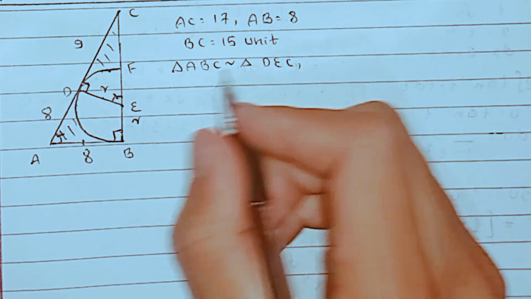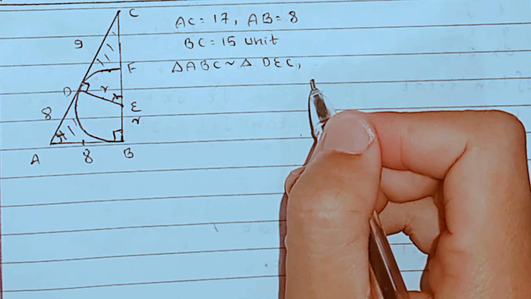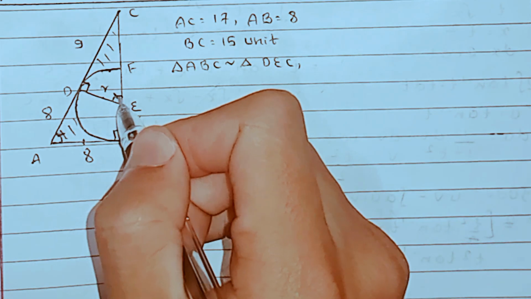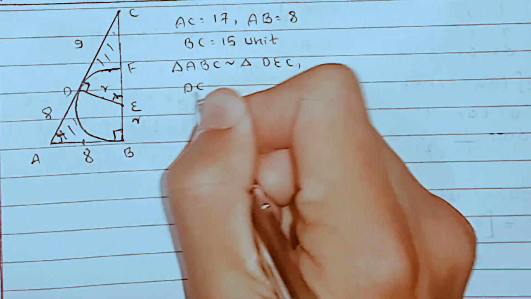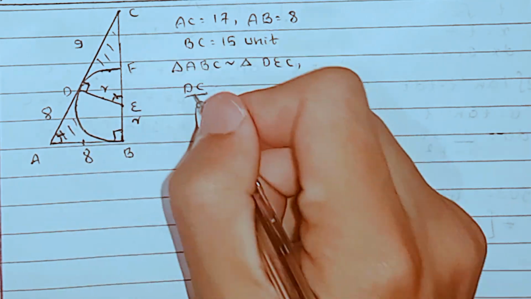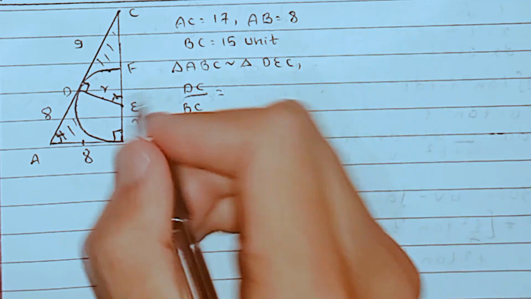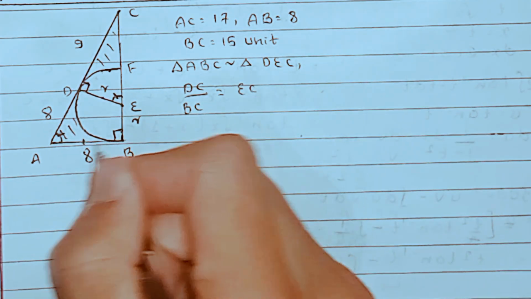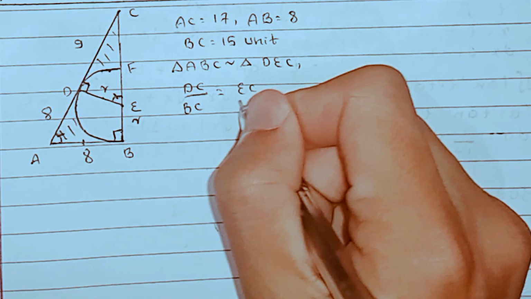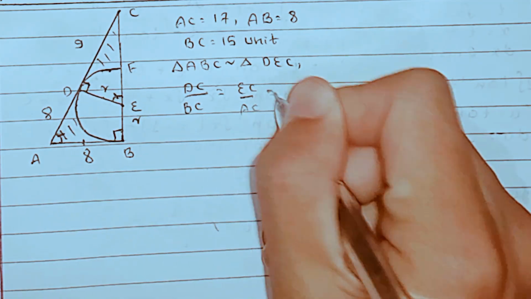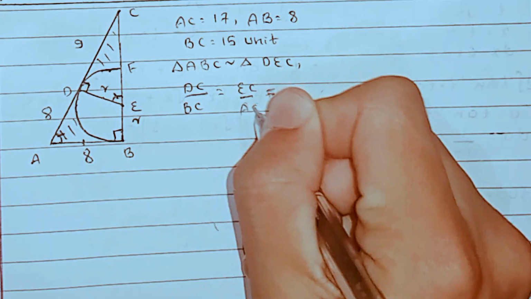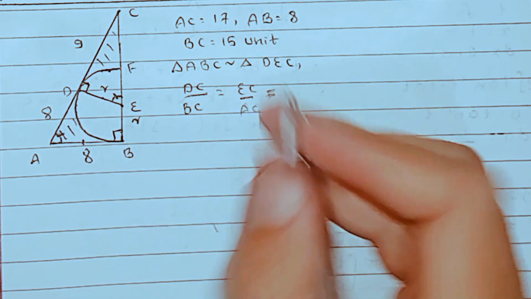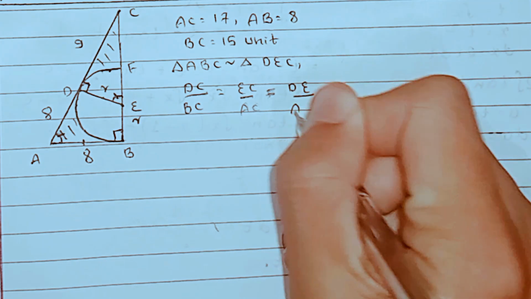Now we know that if two triangles are similar, then we can use the concept of ratios of corresponding sides. So let's take the corresponding sides. For this angle the side will be DC upon, for this side, CB, is equal to, for the perpendicular it will be EC, for the other perpendicular it will be AC, is equal to, for the common angle it will be DE upon AB.